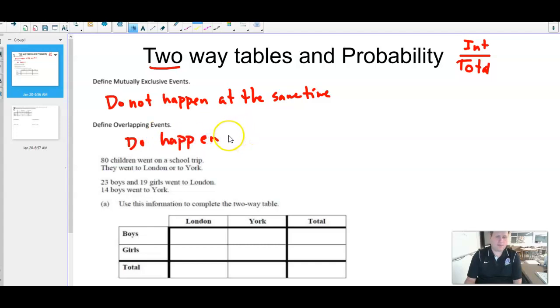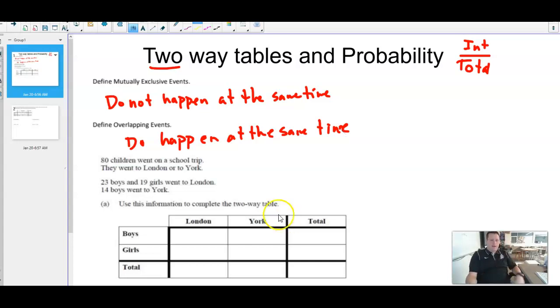Let me give you an example of this. If we were rolling a six-sided die, and let's say event A is getting an even number and event B is getting an odd number from that six-sided die, those are mutually exclusive because they won't happen at the same time. Okay? So let's say event A is getting a 2 and event B is getting an even number. Well, that can happen at the same time because 2 is an even number. All right, so that's what we're looking at with mutually exclusive and overlapping.